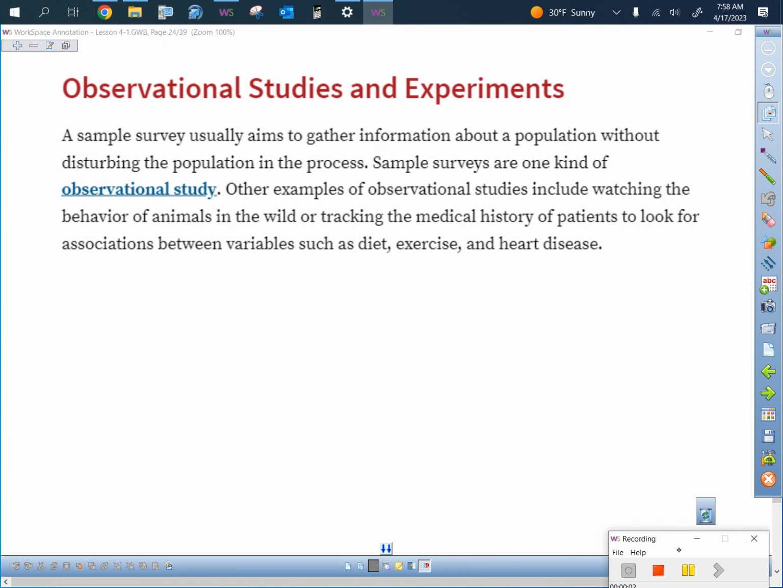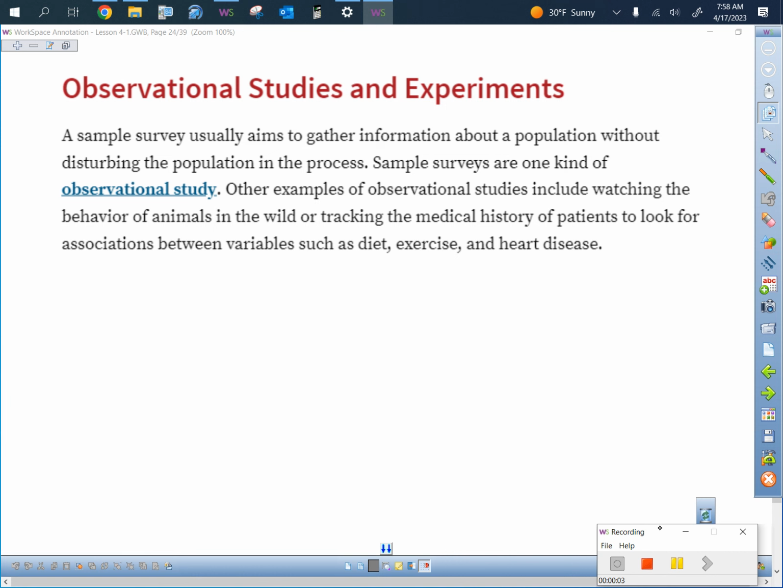Cool. We are finishing lesson 4.1. The only thing we had left to talk about was an observational study versus an experiment. It might take a minute to get those, but I believe once we do our 4 examples here, that will make sense. So a sample survey usually aims to gather info about a population without disturbing the population.